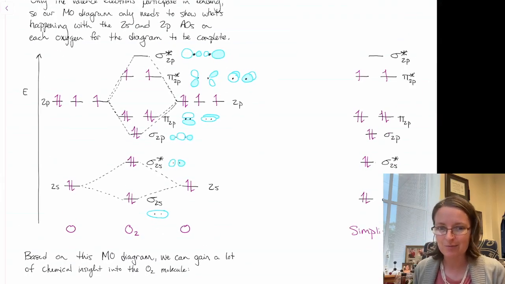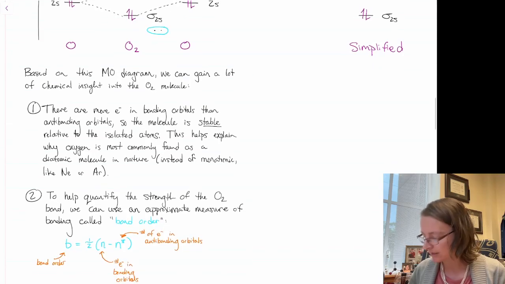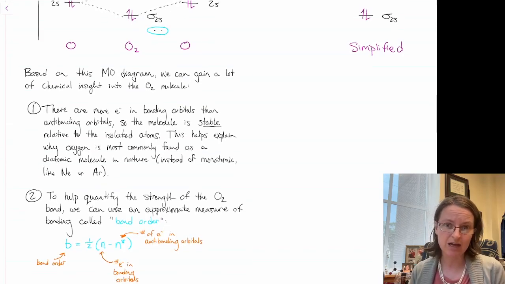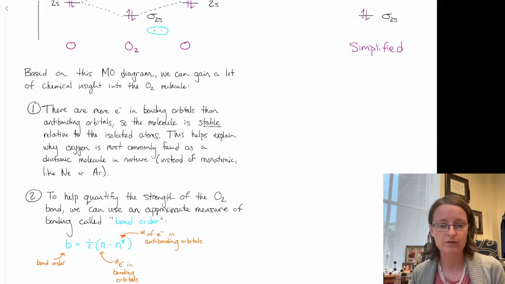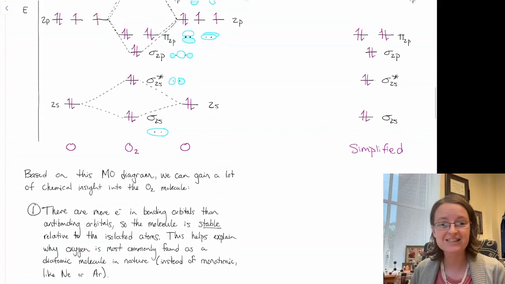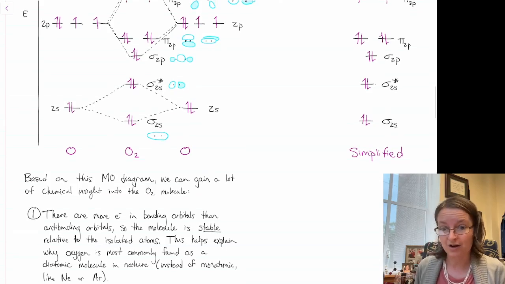It's because there's a lot of chemical insight that we can get from this O2 molecule. The first thing I want us to see is that using an MO diagram, we can talk about molecular stability. Namely, there are more electrons in this particular example in bonding orbitals than there are in the antibonding orbitals. So that means that this molecule is stable. In other words, this helps explain why oxygen is not normally found as isolated atoms, but more commonly as a diatomic molecule. And this is in contrast to other noble gases that like to be monatomic, like neon or argon.